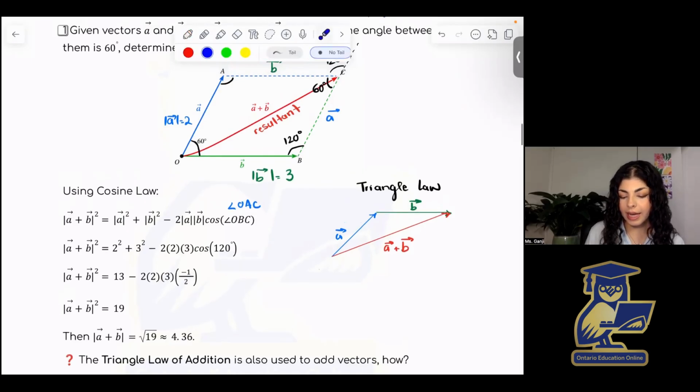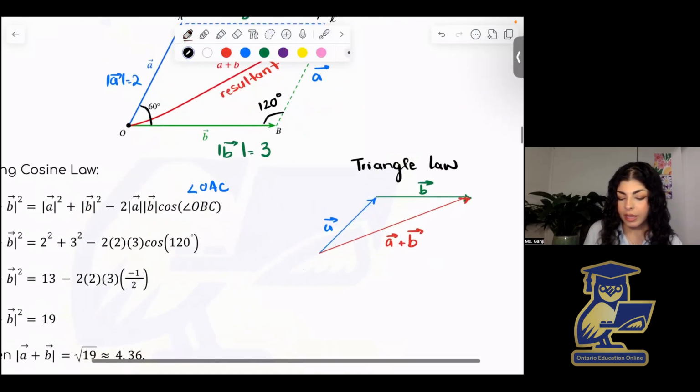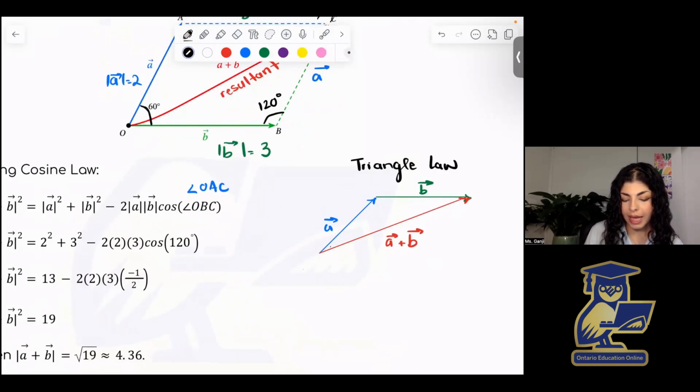And you can see this is actually just half of the parallelogram, but we're taking away that step of completing the full parallelogram. And the distinction here is you have to picture that the angle that you're given is between A and B.